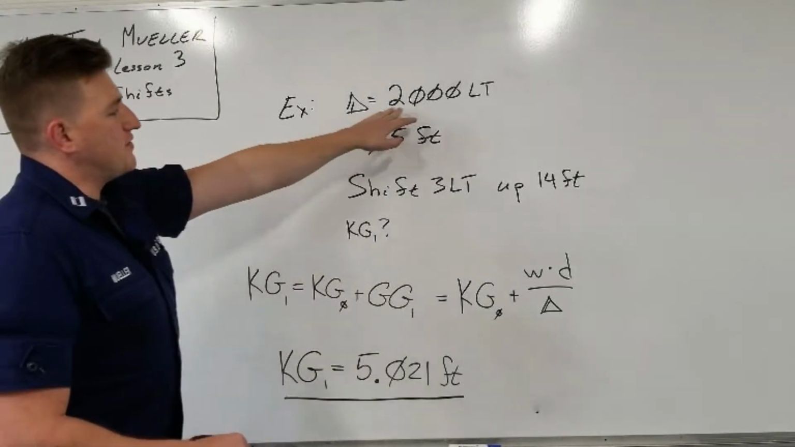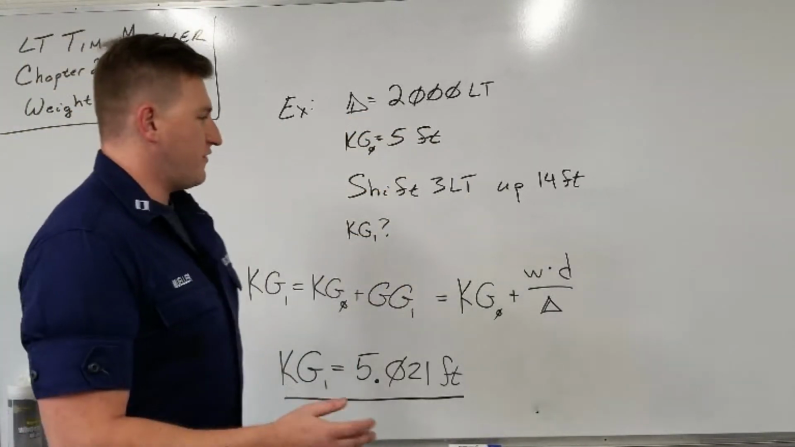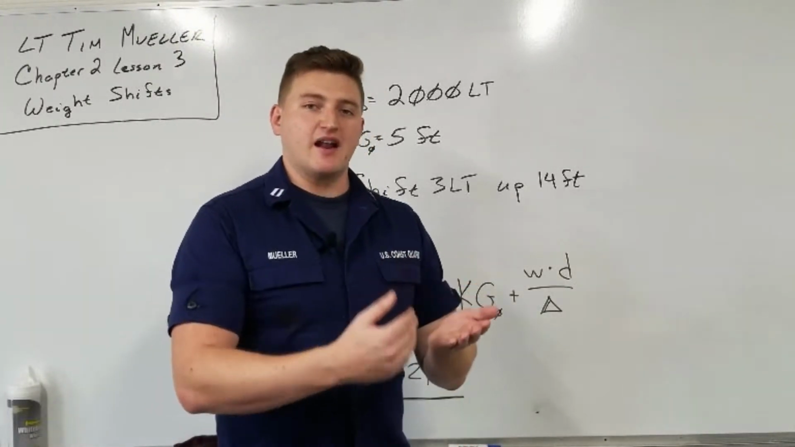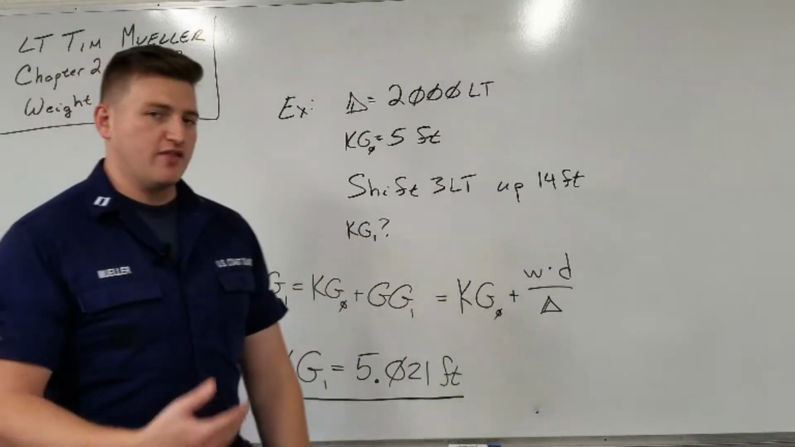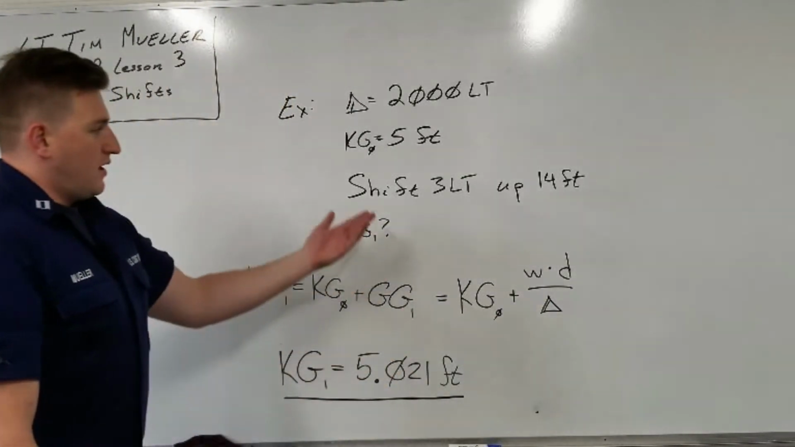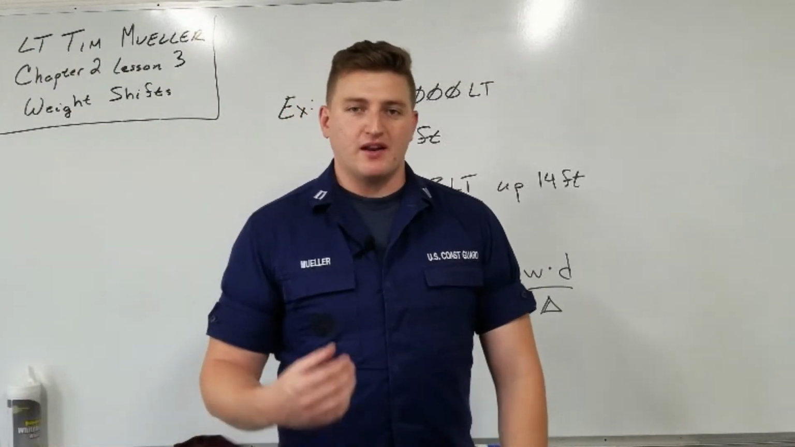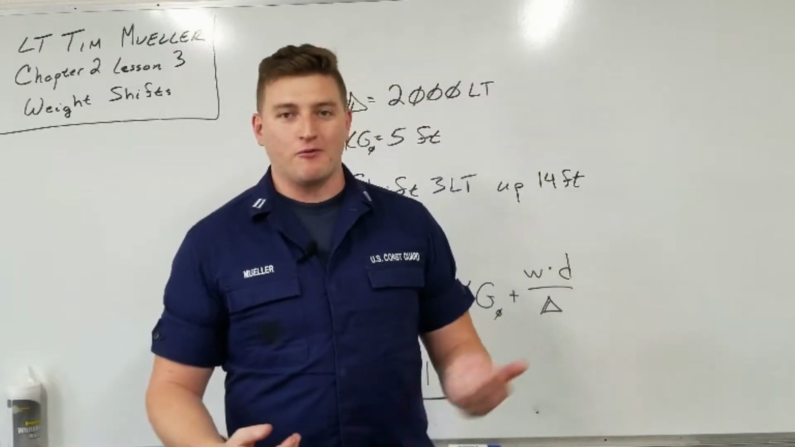We have a vessel that draws 2,000 long tons that has an original KG of 5 feet, and we're going to be shifting 3 long tons up 14 feet. It's going to go up 14, not up to 14. And now what's going to be the KG1, the new KG of the vessel? The formula that we talked about earlier doesn't give us all the information that we need. It only tells us how far the center of gravity moves. However, it's not that difficult to find out what we need.